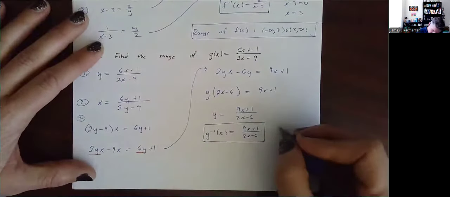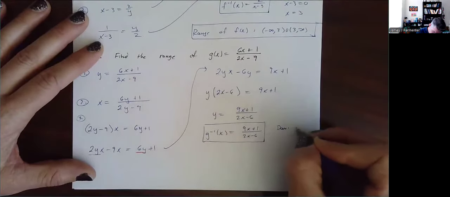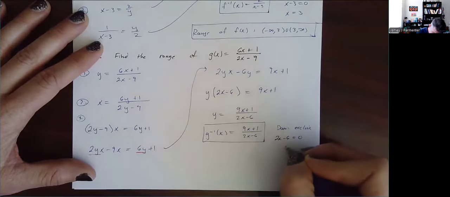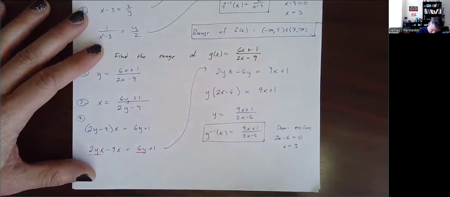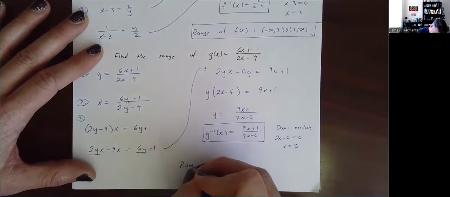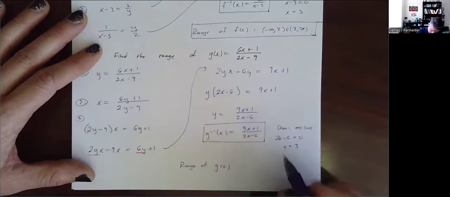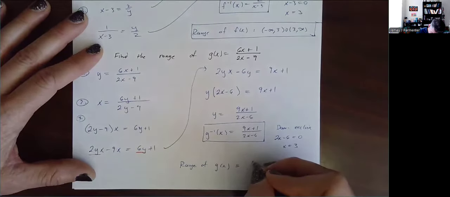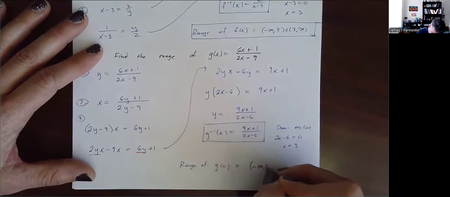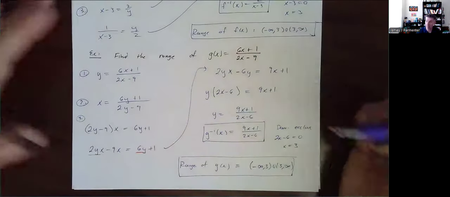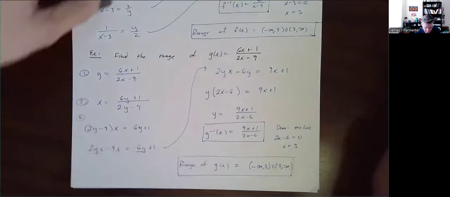If I want to find the domain here, I'm going to exclude where 2x minus 6 equals 0, which is going to be, again, x equal to 3. So the range of g of x is going to be the same as the domain of g inverse of x, which is everything but 3. So again, everything from negative infinity to 3, union 3 to infinity. And again, just a poor choice that both of these happen to be the same, such is life.